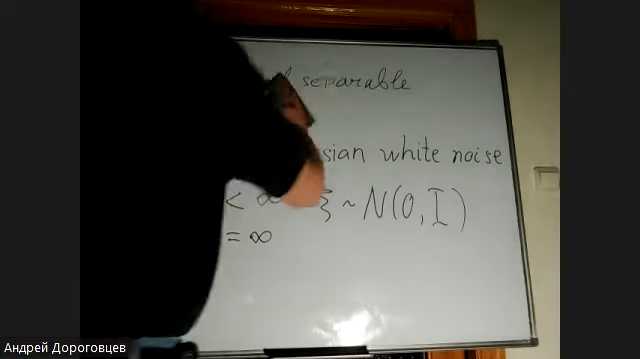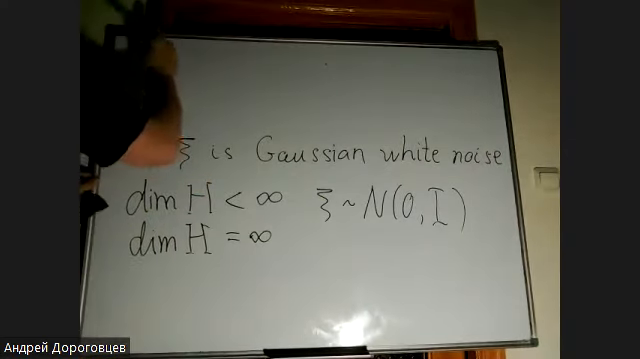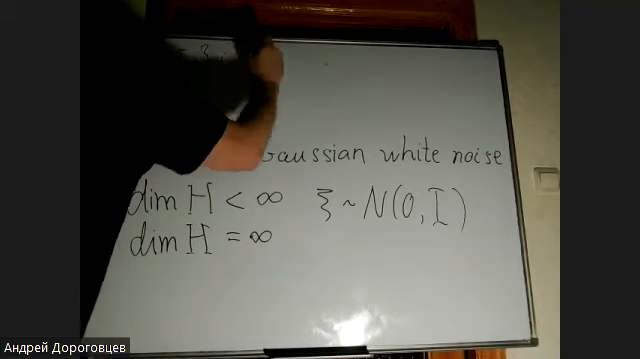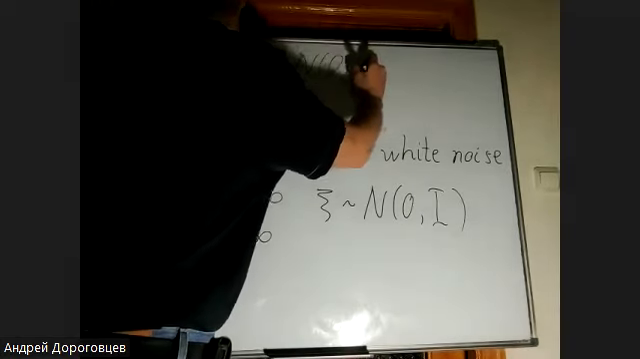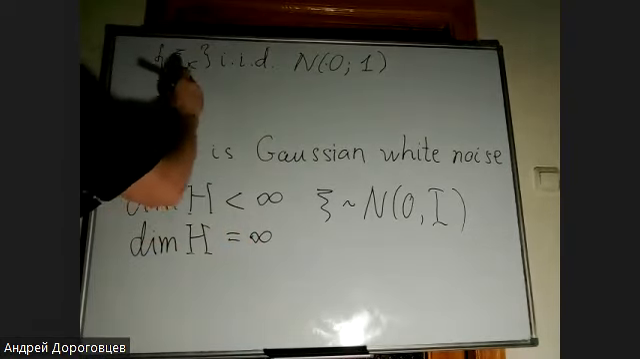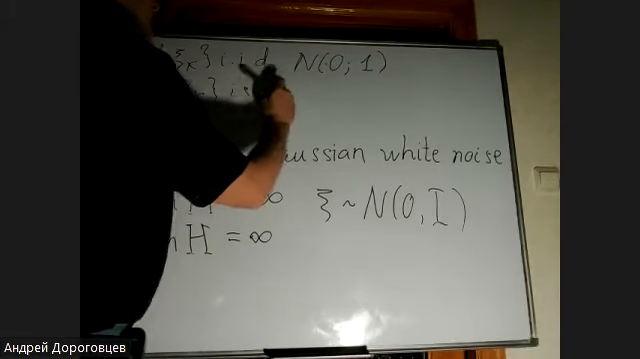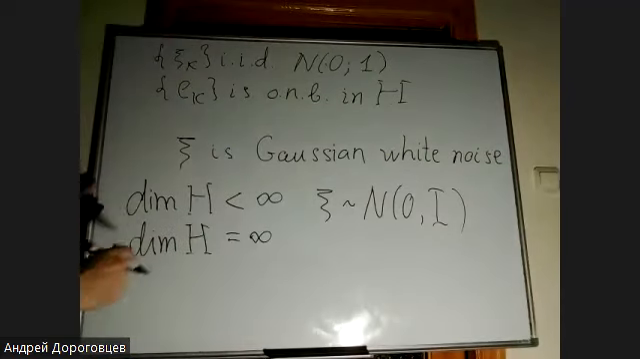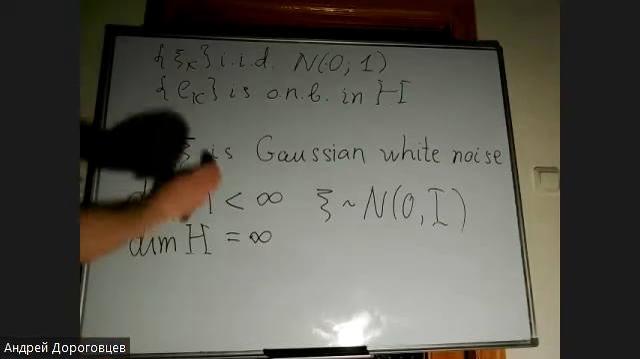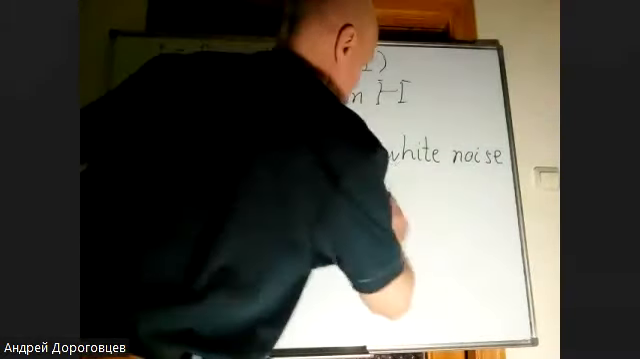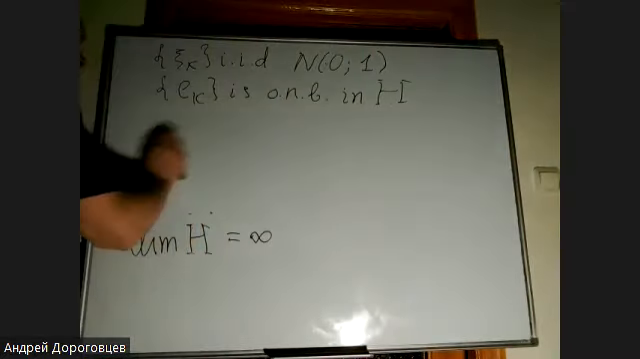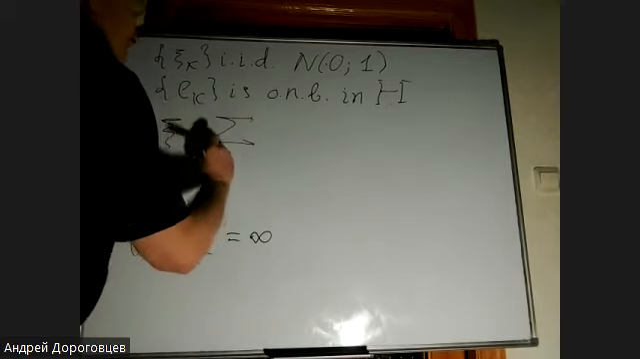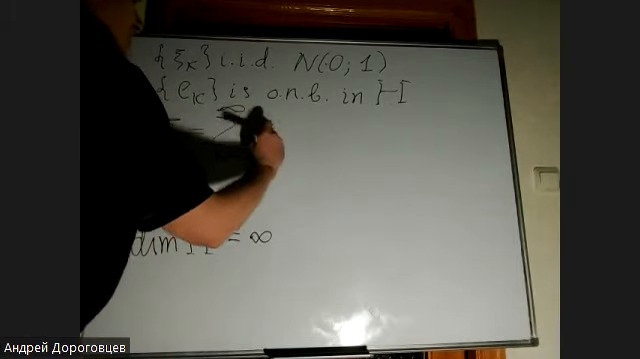We considered a sequence of IID standard normal variables, then an orthonormal basis in H, and finally define this psi as a formal sum: psi is equal to the sum from k equal 1 to infinity of psi_k.